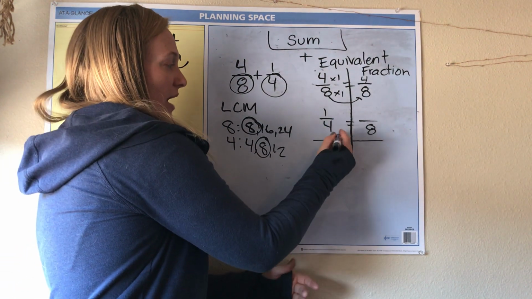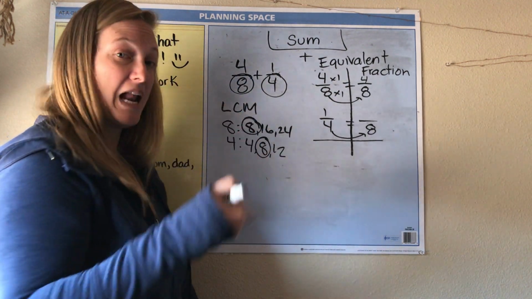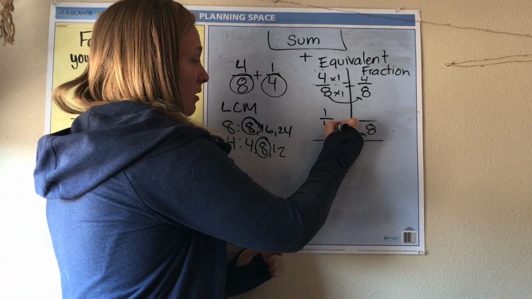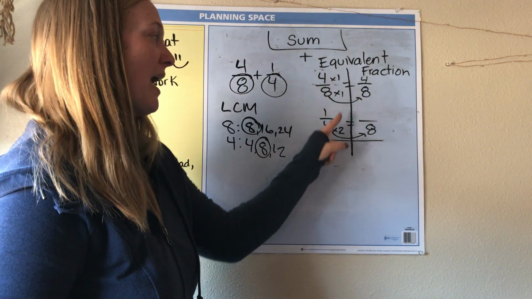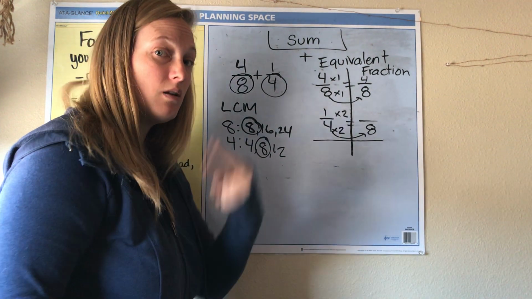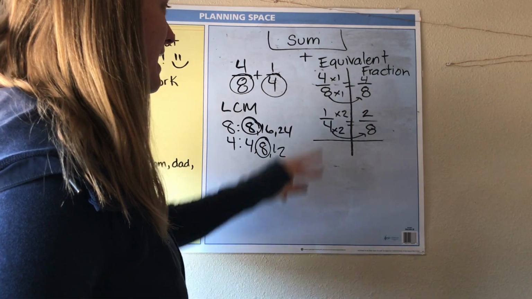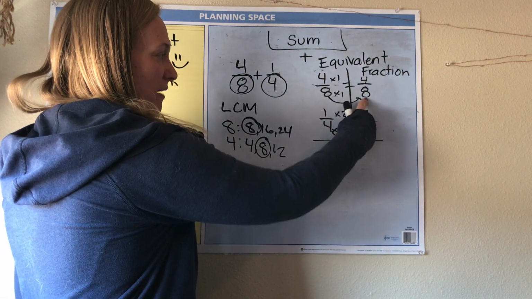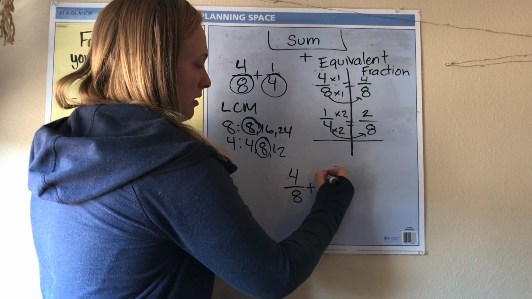Now let's go ahead and do our next fraction. 4 to 8. What am I multiplying by to get from 4 to 8? I'm multiplying by 2. Multiplying by 2 in my denominator, that means to keep it equal, I have to multiply by 2 in my numerator. 1 times 2 is going to give me 2. Easy peasy. Now I can go ahead and add my new equivalent fractions because they have a common denominator of 8. 4/8 plus 2/8.